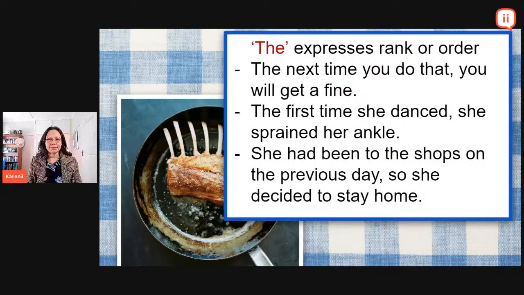Let's go back. I've also mentioned that the expresses rank, first, second, third, or order, previous, before, after, etc. Okay, so examples, the next time. So you wouldn't say next time you do that. We say that to be quick, but we actually mean the next time. Okay, Camila, I'm going to go back then. A and an. All right, it's pretty easy.